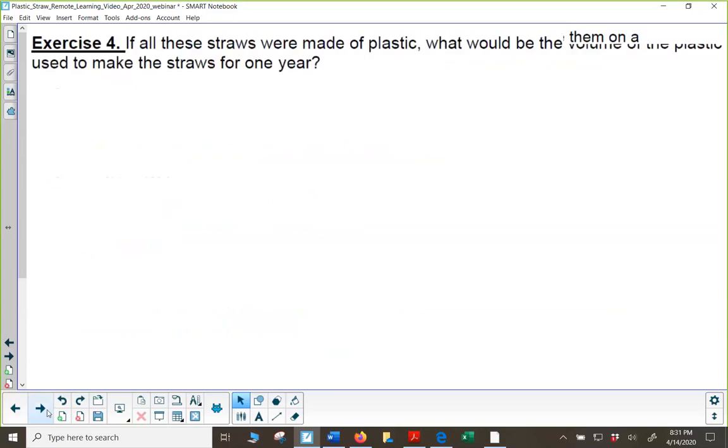All right. So exercise 4. Now, if all these straws are made of plastic, and as I said before, they're not, but I don't know what the percentage is of plastic and so on, what would be the volume of the plastic used to make the straws for 1 year? And now think about that for a little bit. Let me just let you think on that for a few seconds. They're all made of plastic. What would be the volume of the plastic used to make the straws for 1 year?